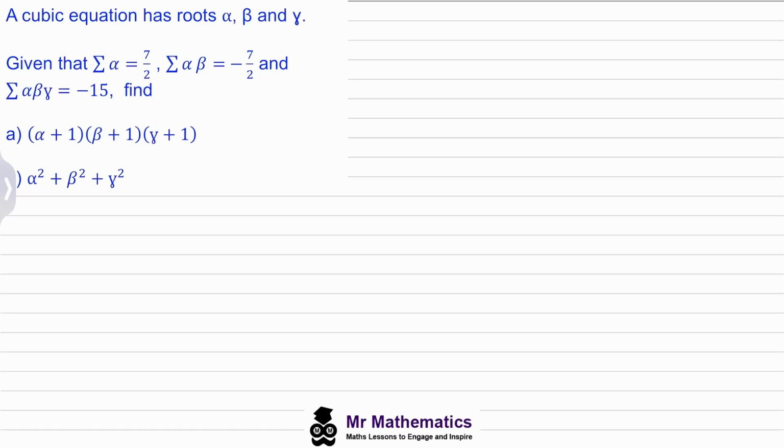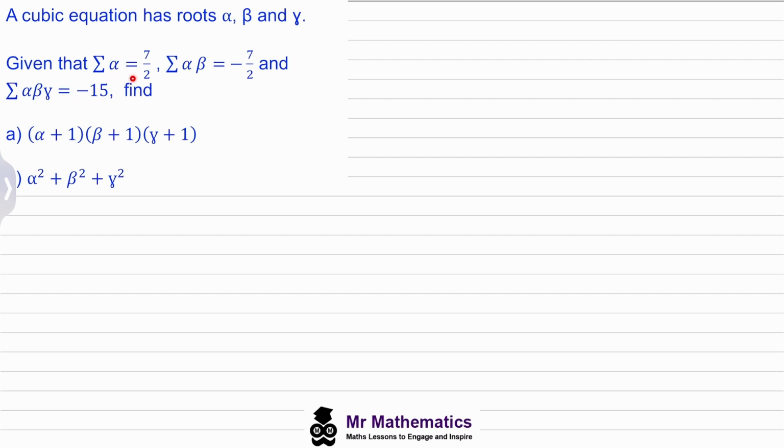Hi everybody. So in this video, we're going to look at working out these two expressions from a cubic equation that has roots alpha, beta, and gamma. Now we don't know the cubic equation and we don't even know its coefficients, but what we do know is that the sum of its individual roots is 7/2, and the sum of the product pairs of its roots is -7/2, and that alpha beta gamma is equal to -15.